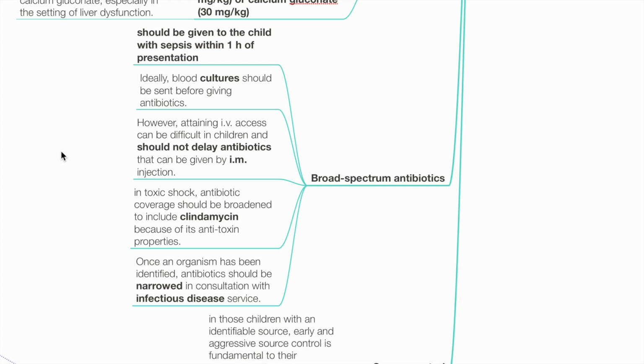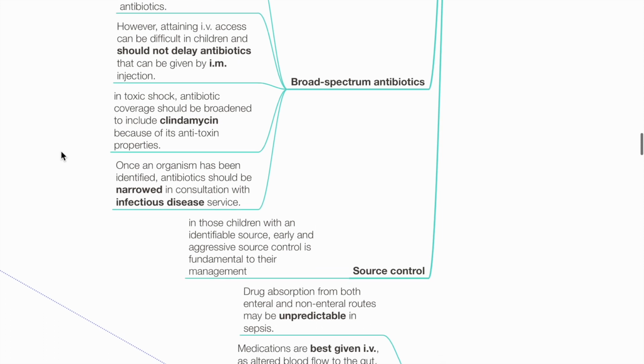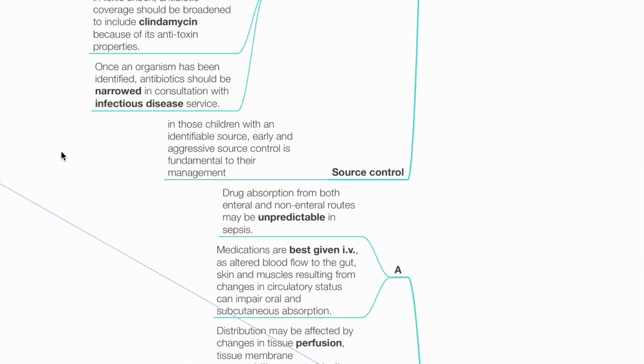In toxic shock, antibiotic coverage should be broadened to include clindamycin due to its antitoxin properties. Once an organism has been identified, antibiotics should be narrowed in consultation with infectious disease service. Source control. In children with an identifiable source, early and aggressive source control is fundamental to management.